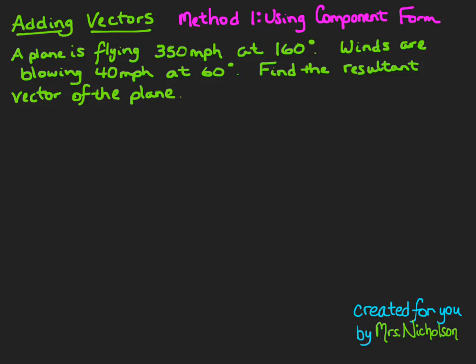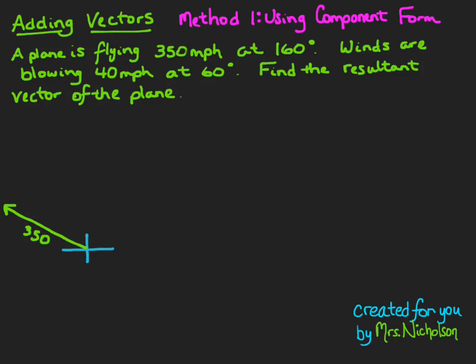Now, the first time I work this problem, I'm going to use the component form of the vectors. But before we get into that, let's draw a diagram of the situation described. The plane's flying 350 miles per hour at 160 degrees. So I'm going to make a little XY axis here, and my plane is flying at 160 degrees, and its magnitude, the magnitude of that vector, is 350.